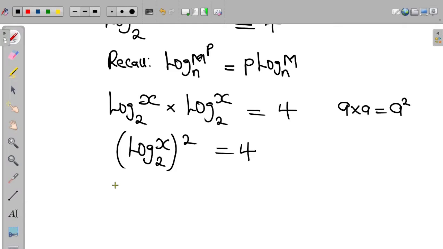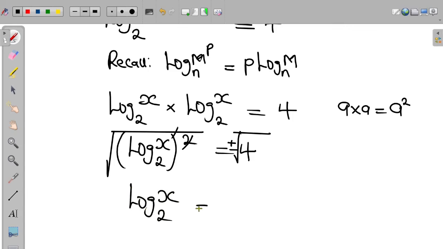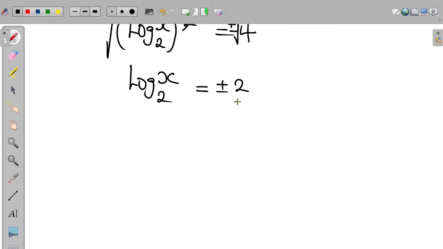So if we take the root of both sides, we have the root of the left side and the root of 4, and please add your plus or minus sign. The square will cancel out the root, so we have log x in base 2 equal to, and on the right hand side, the root of 4 is giving us 2, so we have plus or minus 2. So therefore, we are considering a positive integer, so this becomes log x in base 2 equal to 2.